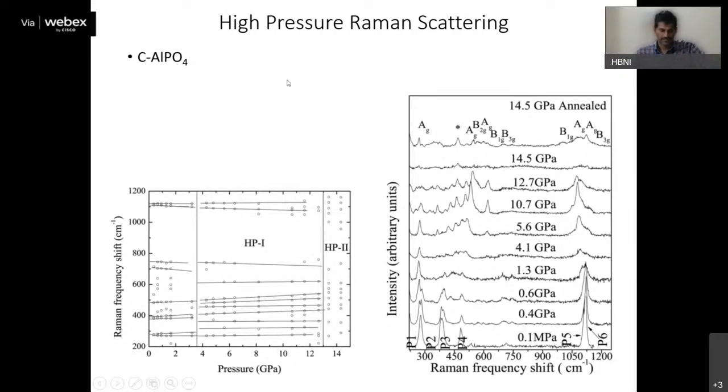Here is an example where we have studied the high pressure behavior of crystalline aluminum phosphate, and you can clearly see that when you apply pressure, there is a clear change in the Raman spectra. When you plot these Raman frequencies against pressure, from the slope one can clearly distinguish a structural transition around this pressure region, and then a second structural transition. We are not going into the detail of this particular study. This is just to show how we can use Raman scattering to distinguish structures.